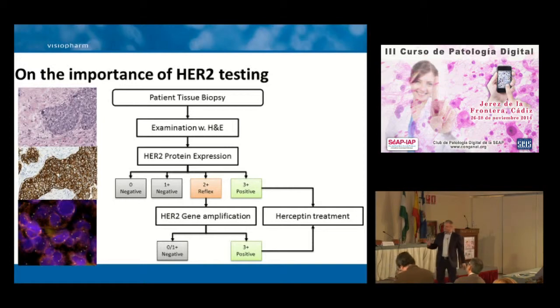So if you end up in the 2+ category, it means that you will go on to HER2 gene amplification. And by the way, HER2 gene amplification is the gold standard we know today. There is nothing wrong with going to HER2 gene amplification to determine whether in fact you are positive or negative.